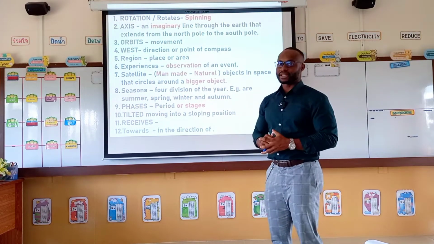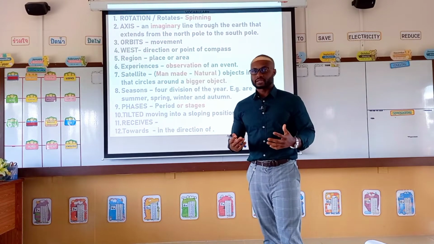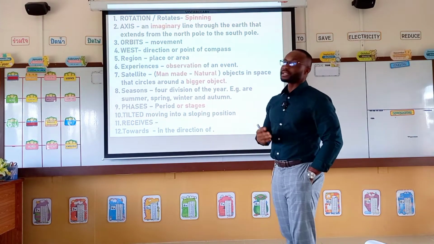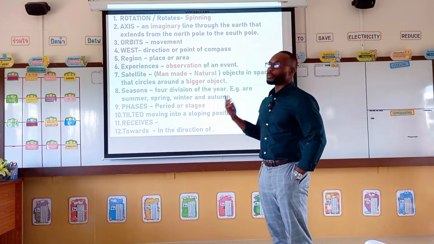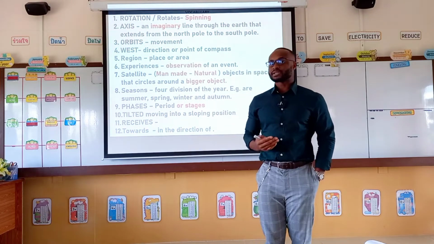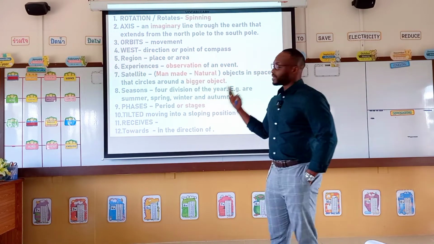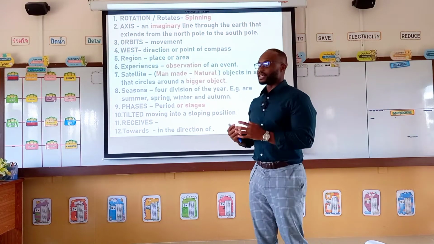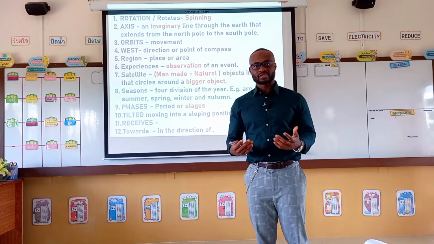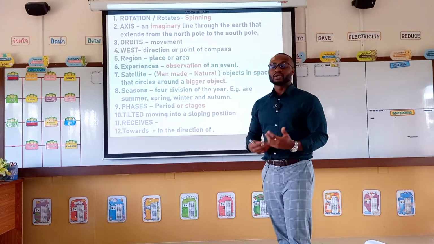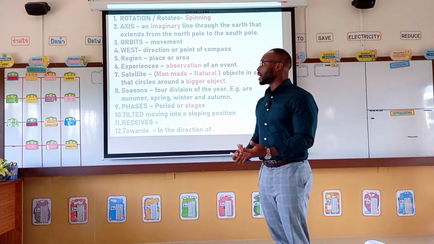Number three, orbits. So orbits is movement, okay? Movement. Number four, west. So this is direction, okay, or point of compass. So just like we have the north, south, east, and west. So west is a direction. Number five, we have region. So region is another name for place or area. An area or a place, region. For example, Simburi is an area, okay?